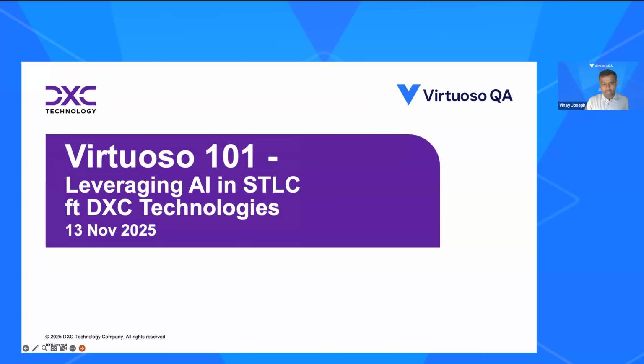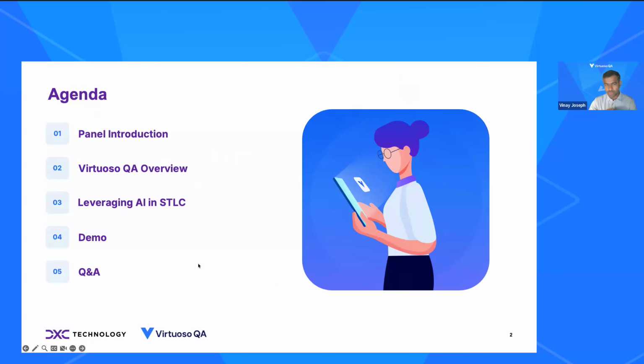So just a quick overview of what we are going to cover today. The agenda is as follows. We'll do the panel introduction. We'll give a quick overview about Virtuoso QA for those who are joining for the first time, just so that you can understand what Virtuoso QA is and how we work with the GSIs. And today we've had the good fortune to get one of our premium GSI partners, DXC Technologies, on the call with us today. We'll do the panel introduction shortly.